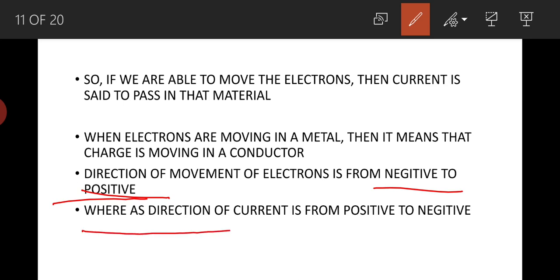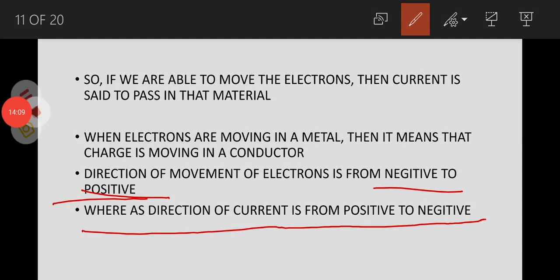Whereas the direction of the current is always from positive to negative. The direction of the current will be opposite to the direction of the movement of the electrons. This is the standard representation. You need to remember this. Electrons will move from negative to positive, whereas in the standard representation, we take the direction of the current as from positive to negative, that is opposite to the direction of the movement of the electrons.